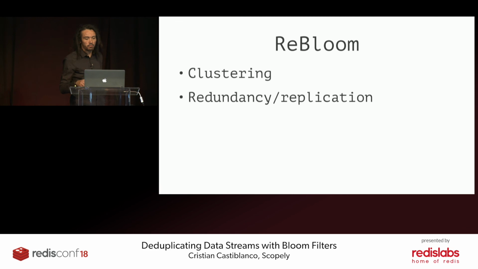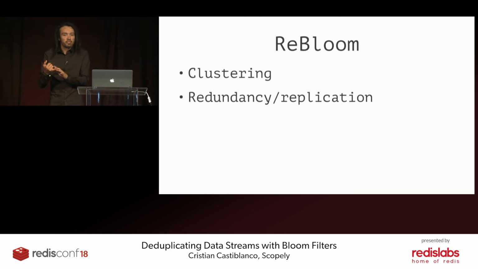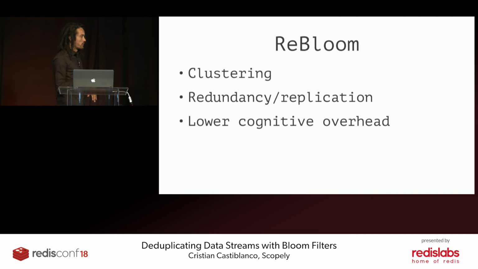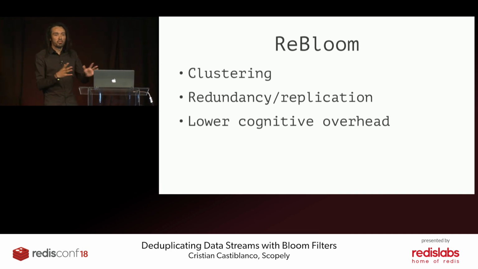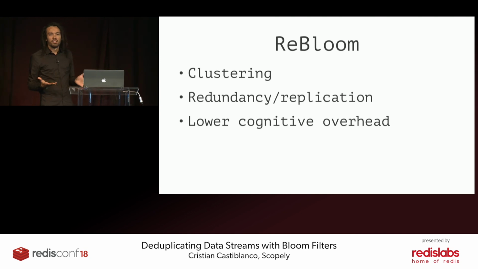Now, this has very good advantages over BloomD. The first one is that, of course, because you're writing on top of Redis, now you have all of a sudden high availability and clustering and all that good stuff, right? It also has a lower cognitive overhead because, of course, most people, at least in Scopely, are already using Redis.